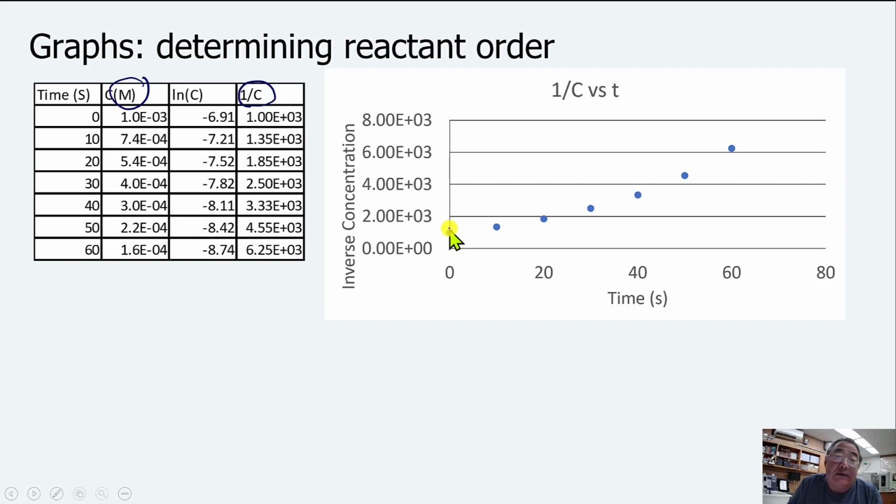That's 1,000 right there, right? So it's not important what the scales are, but to get the idea. All I'm doing is just taking a number and taking the inverse. And again, I'm going to graph that versus time as my x-axis value, okay? So let me draw the line on it.